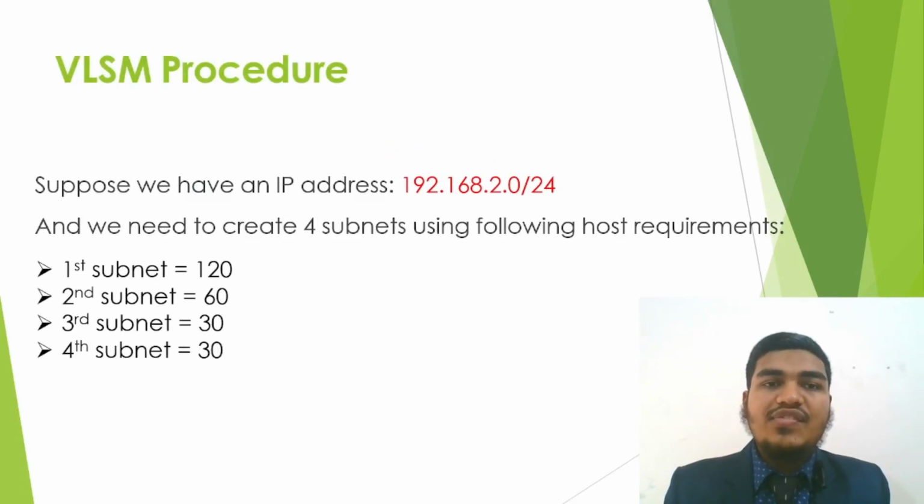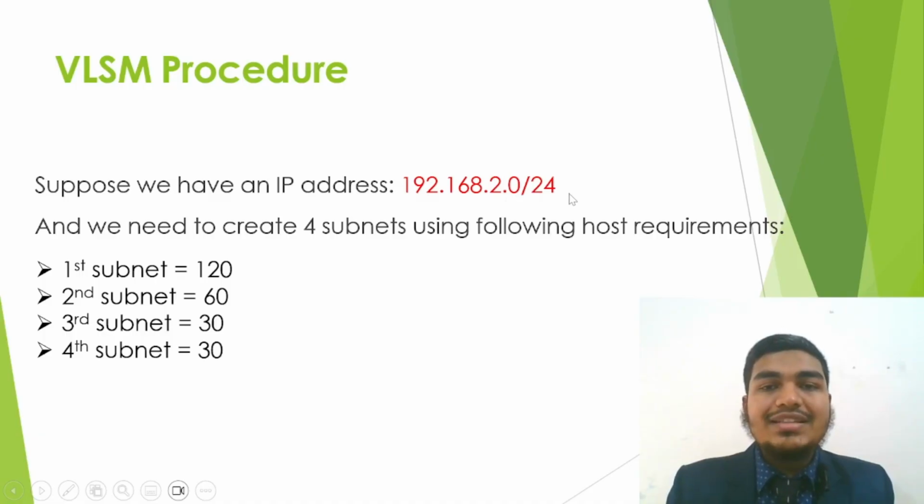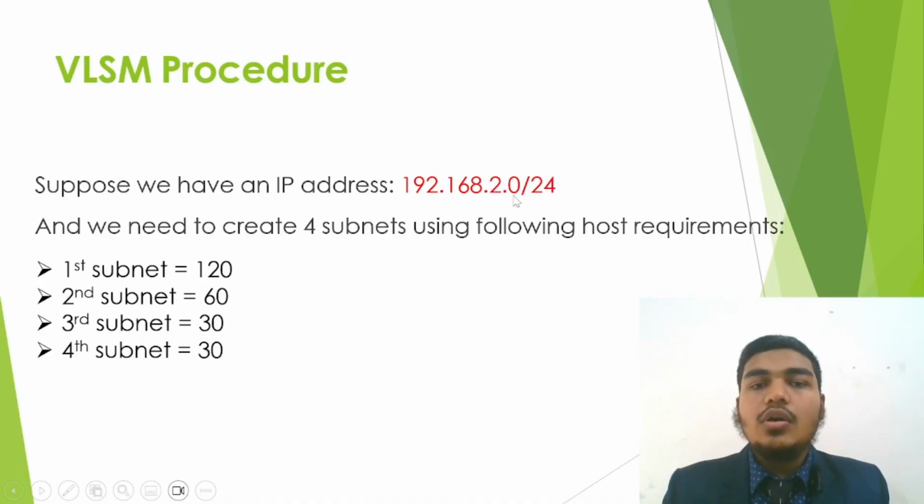Here, we will perform a VLSM procedure and our given IP is 192.168.2.0/24. By this /24, we can understand that there are 24 bits assigned for network and 8 bits assigned for host. And our task is to create 4 subnets using the following host requirements. There are 4 host requirements. The first subnet requires 120 hosts. The second one requires 60 hosts, and the third and fourth ones both require 30 hosts.